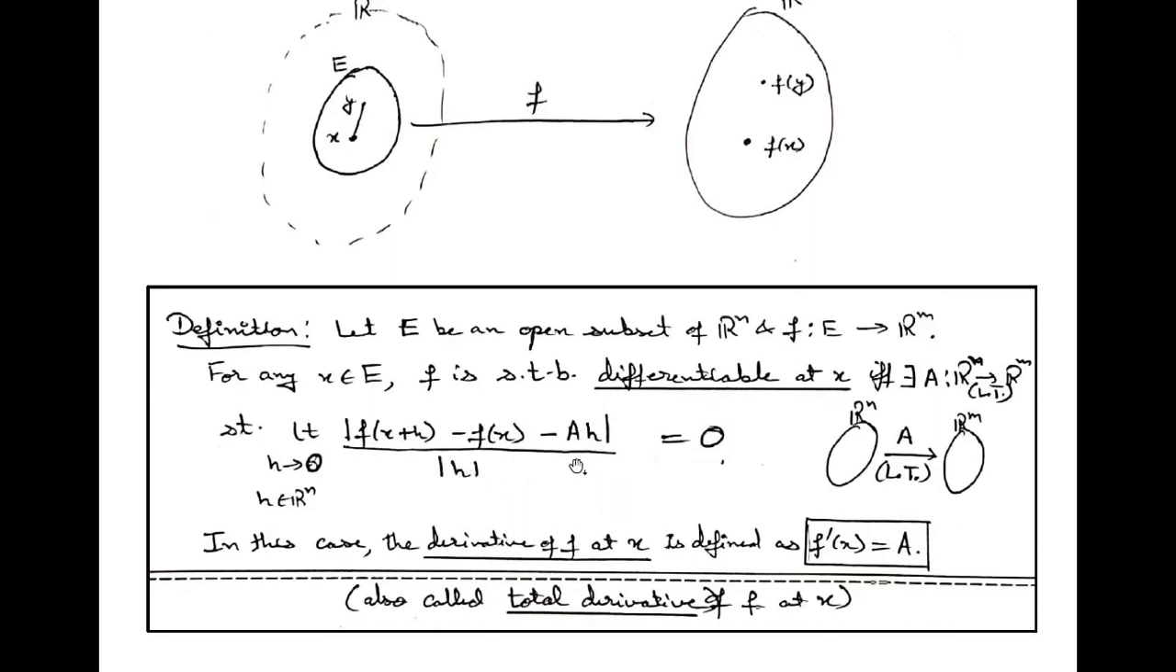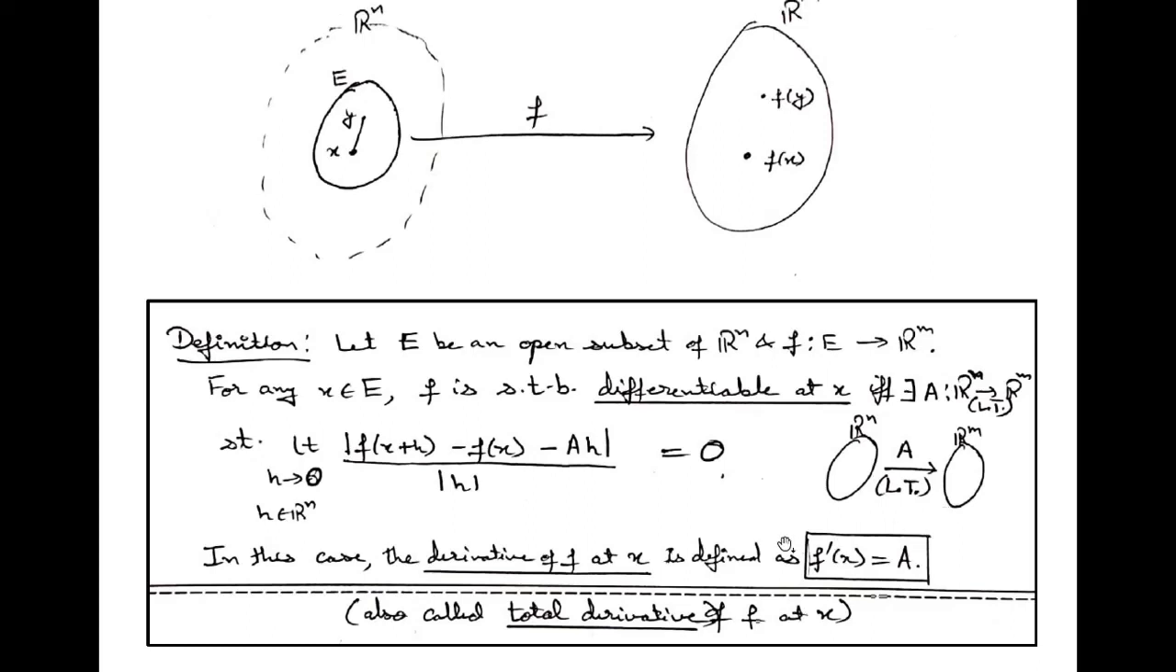So if that is satisfied for some particular linear transformation from Rn to Rm, in that case we say f is differentiable at x and its derivative is this linear transformation itself. So that's all about the definition.